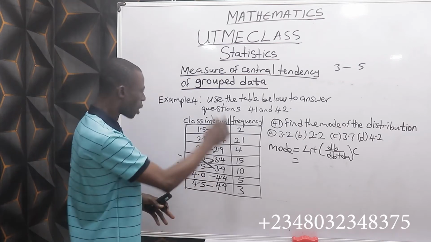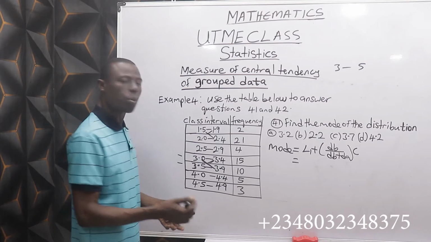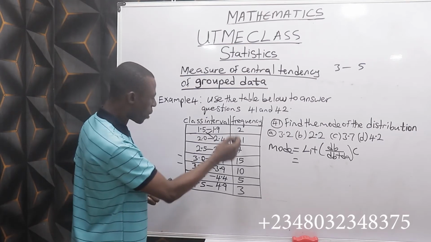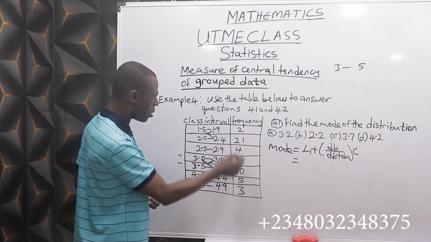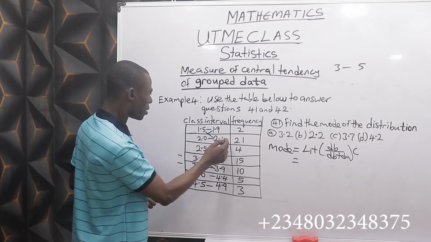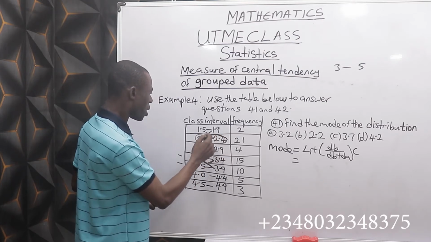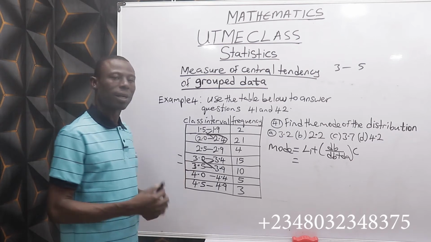First and foremost, what's our modal class? To determine your modal class, determine your modal frequency. The modal frequency will be the highest frequency so far in the table, which is 21 here. Therefore, the class that corresponds to that is this class that I ring, and that is our modal class.